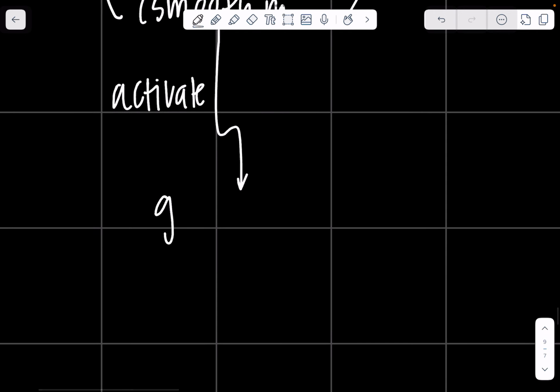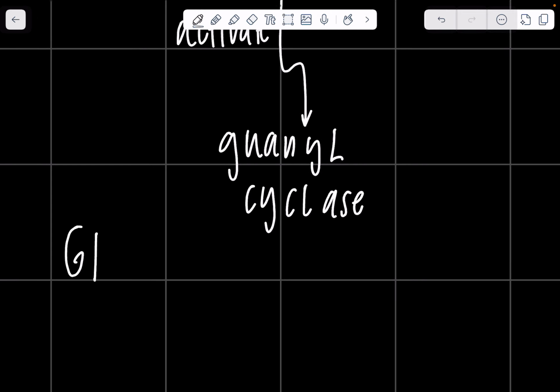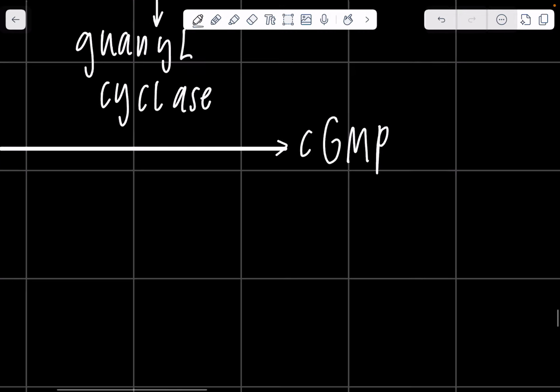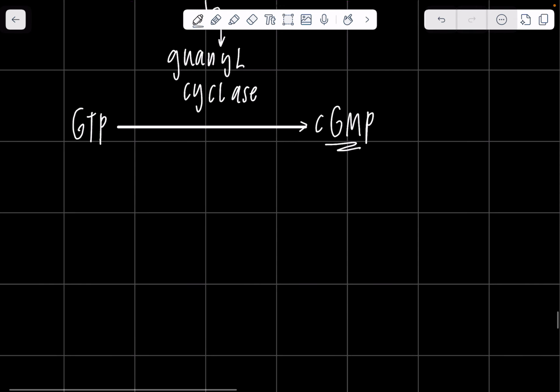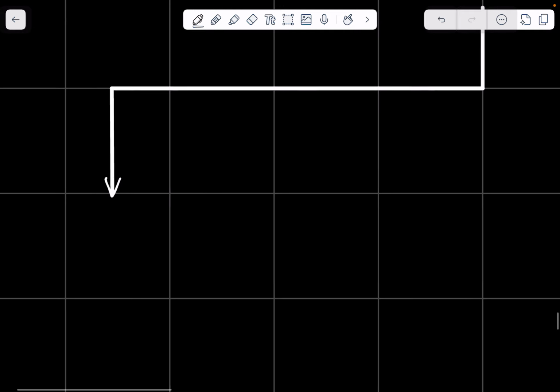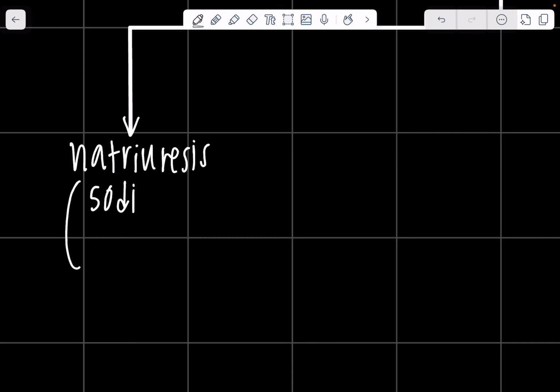So the way it works in the kidney and the vessels is NPRA will activate an enzyme called guanyl cyclase. And guanyl cyclase is pretty cool because it's involved in the conversion of GTP to cGMP. And the reason why that matters is because cGMP is involved in a few important functions. So 3 functions to be exact. One of those is a process called natriuresis, which is literally sodium excretion via the urine.